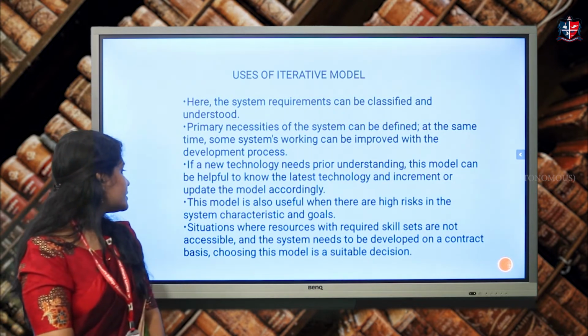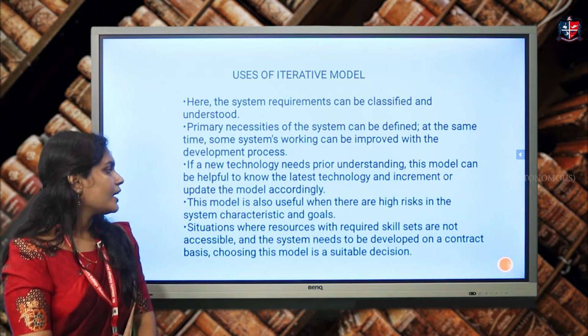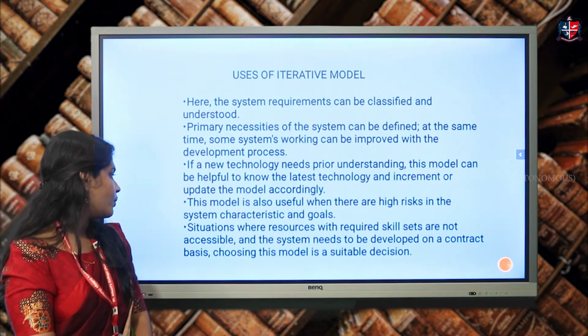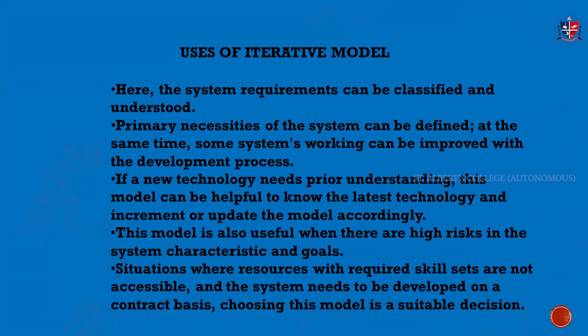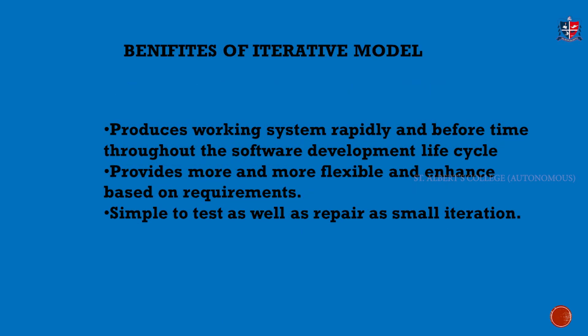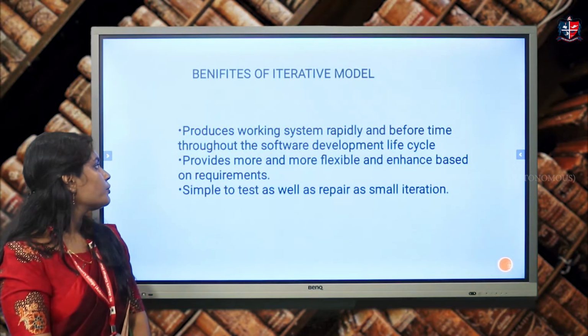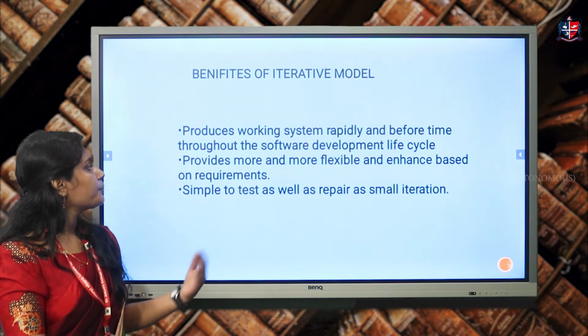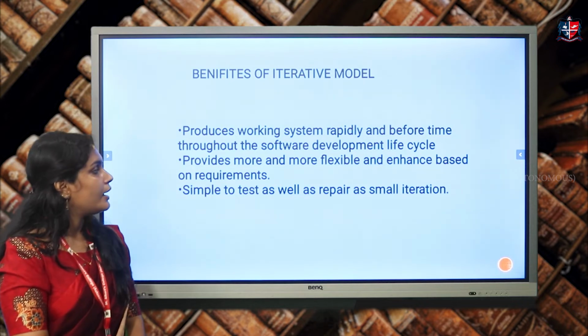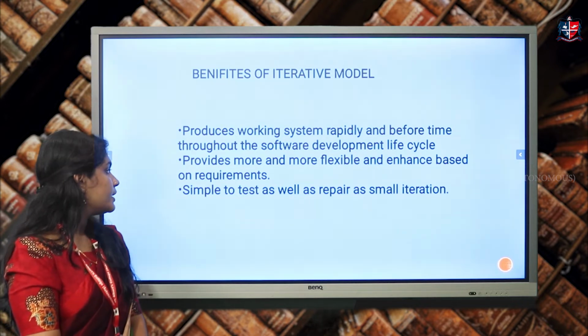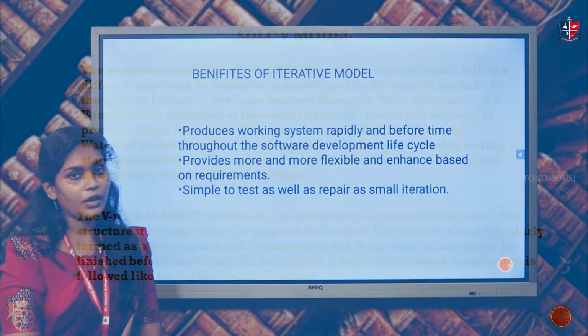And the next one is this model is also useful when there is high risk in the system characteristics and goals. And the next use is in situations where resources with required skill sets are not accessible and the system needs to be developed on a contract basis, and choosing this model is a suitable decision. And these are some benefits of the iterative model. That means it produces a working system rapidly and before time throughout the software development life cycle, and it provides more flexibility and enhancement based on requirements, and is simple to test as well as repair in a small iteration.